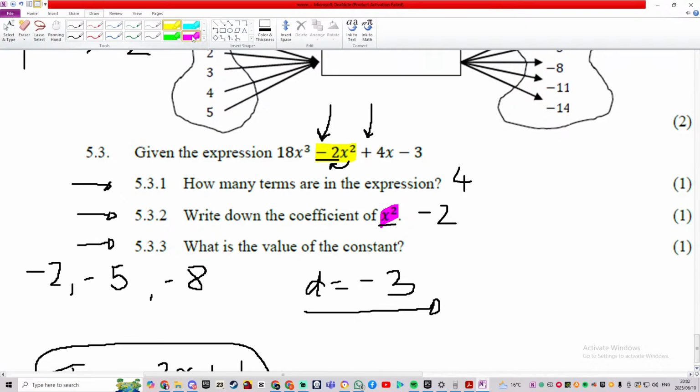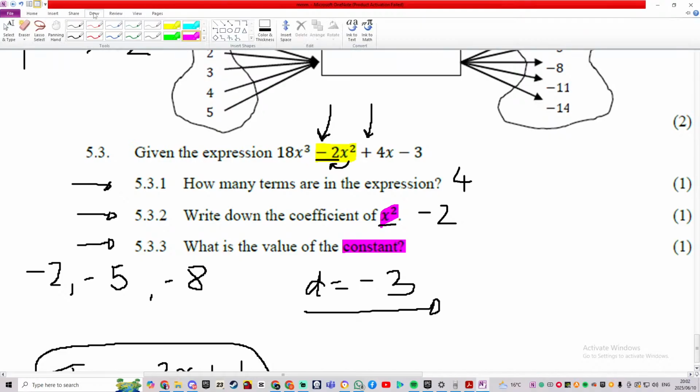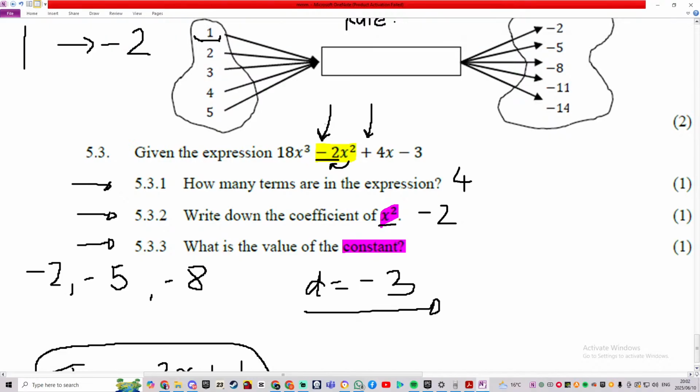What is the value of the constant? Do you know what the constant is? No, sir. The constant is the number without a letter. Can you find that number quickly? 3, sir. So it's -3. It's not just the number, you must look at the sign in front of it as well.